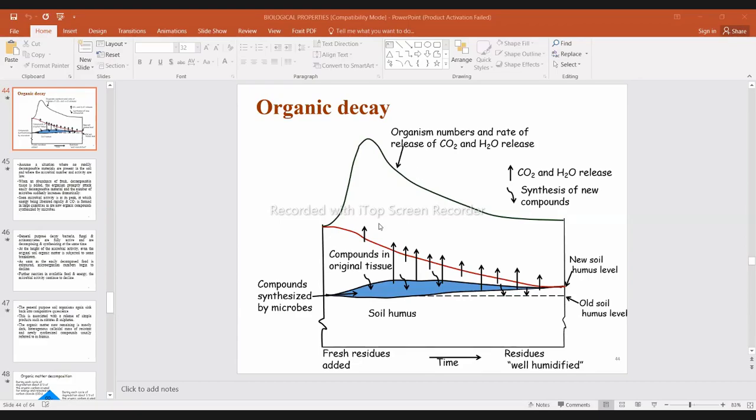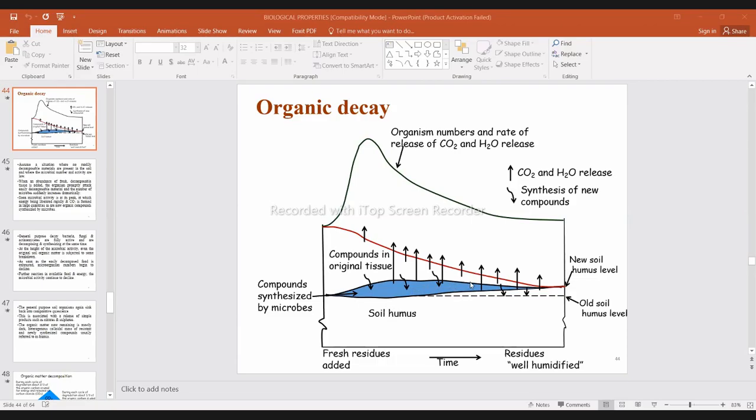So that means the compounds in the original tissue start to degrade, right? Therefore it produces the new humus. The compounds in the original tissue start to degrade, which may produce carbon dioxide and water. In the meantime, new synthetic compounds also form. Therefore the amount is decreasing, but the humus level is increasing. Understand?